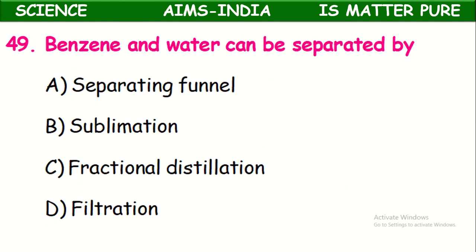Okay. Next, benzene and water can be separated by... So here benzene is one of the organic substances, in the liquid phase, which is not soluble in water. So the benzene and water mixture is an immiscible liquid mixture. The mixture of two immiscible liquids can be separated by using an instrument called a separating funnel. Okay, by using a separating funnel, we can separate benzene and water.